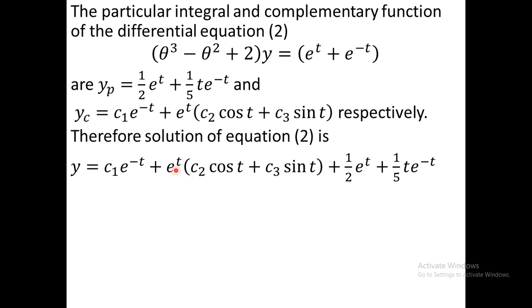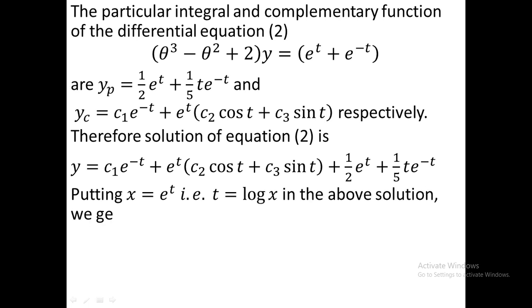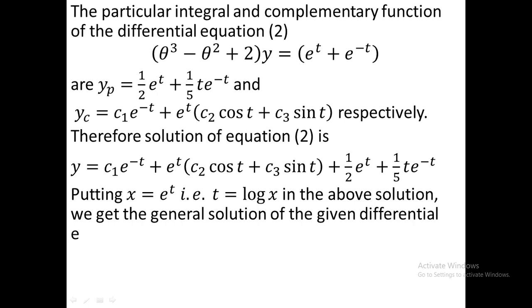You know that here we take x equal to e to the power t, that is t equal to log x. In the above solution, we get the general solution of the given differential equation as follows. If you put x equal to e to the power t, this is x to the minus 1, that is c1 into 1 by x, that is here c1 by x.